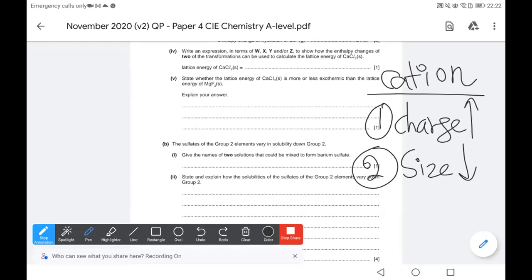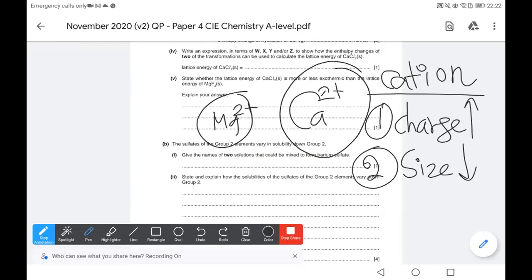It is totally because the Mg2+ ion has more charge density than the calcium 2+ ion. That's the reason. Okay.